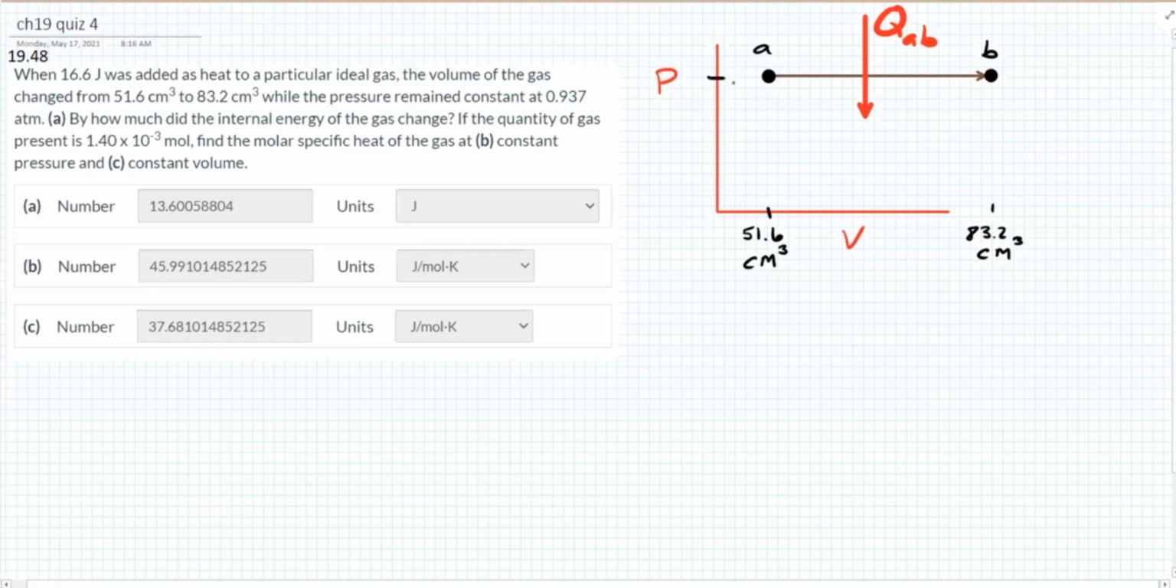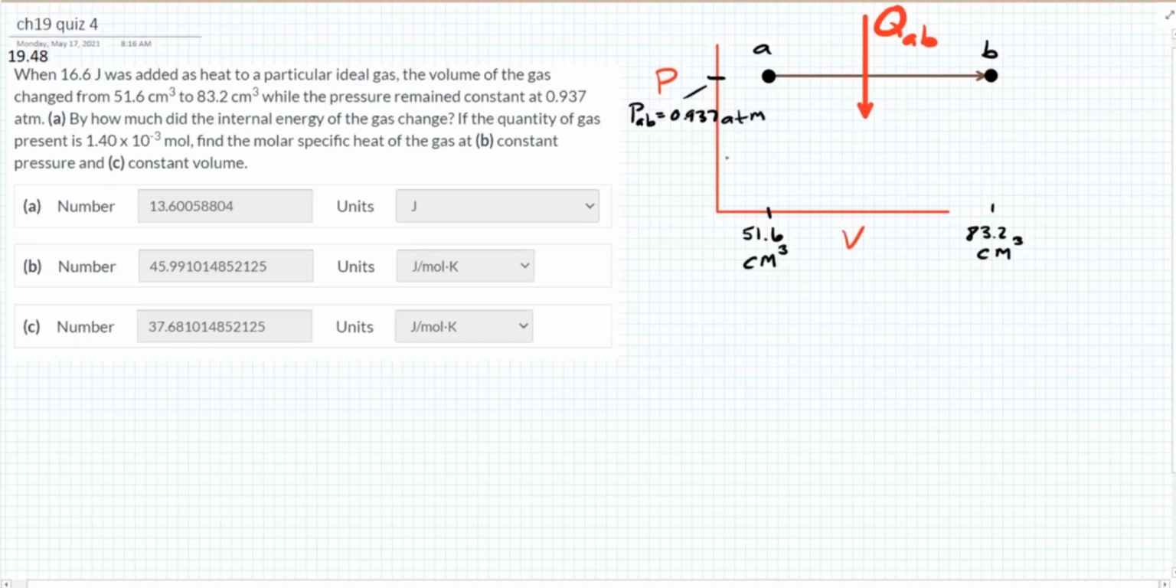So this is PAB. I'll write it like that. The pressure at A is the same as the pressure at B, so I'll call it PAB. 0.937 atmospheres. That's given, so it's a different unit, but I know how to convert between pascals and atmospheres. This is an ATM.